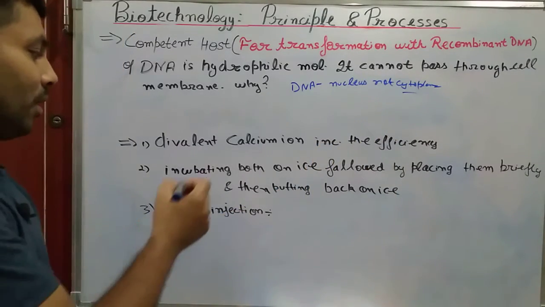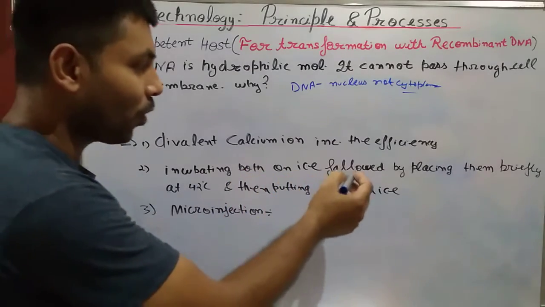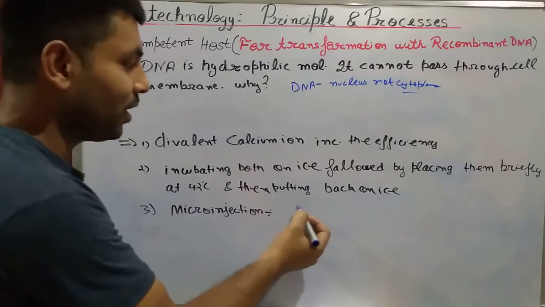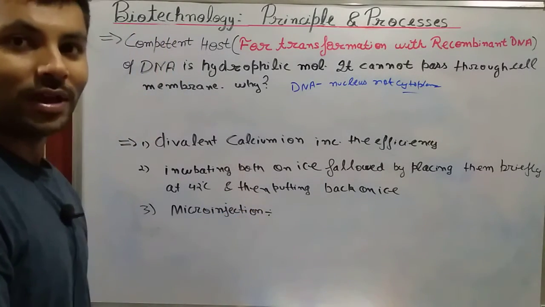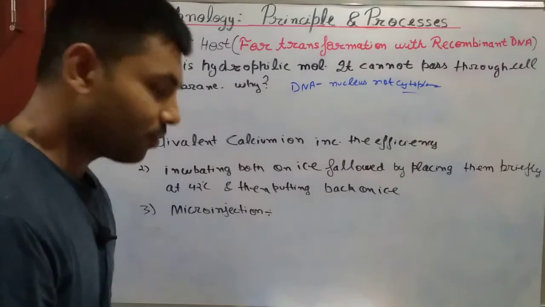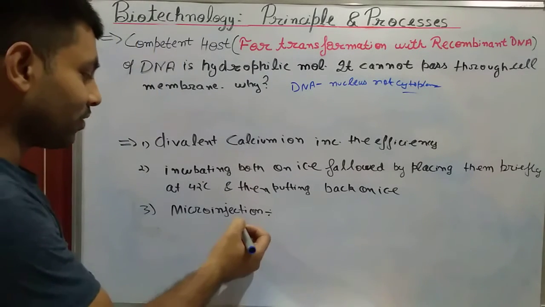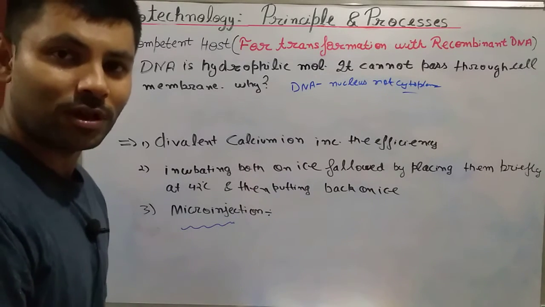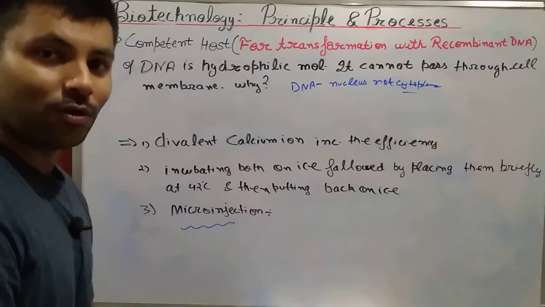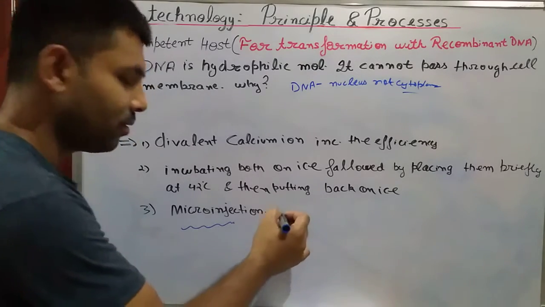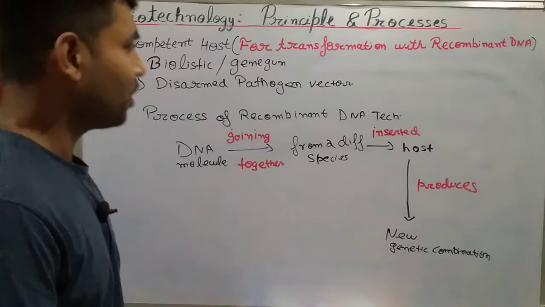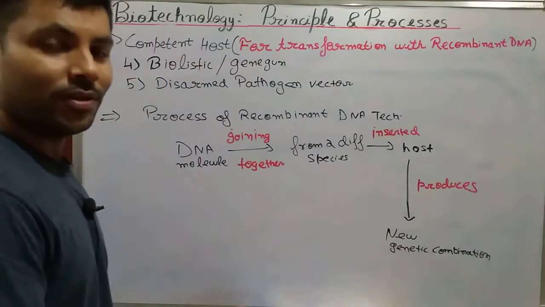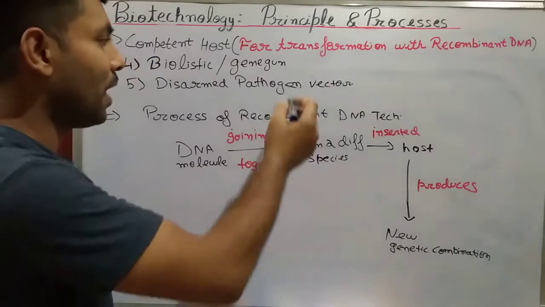Now see, second point: incubating both on ice, followed by placing them briefly at 42 degrees Celsius, then putting them back on ice. It helps rDNA to reach the host. Now microinjection: rDNA is transferred into the host by using a glass micropipette. It is now clear. Now see, biolistic or gene gun. It is basically used to inject rDNA into the host, in plant or animal.